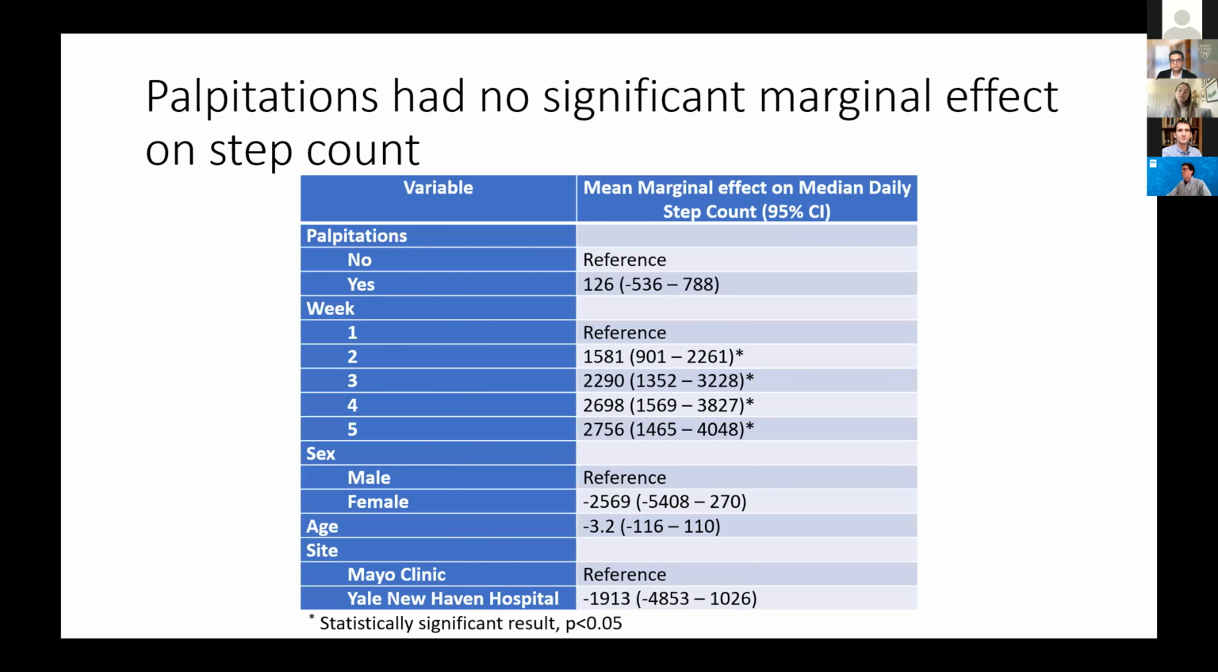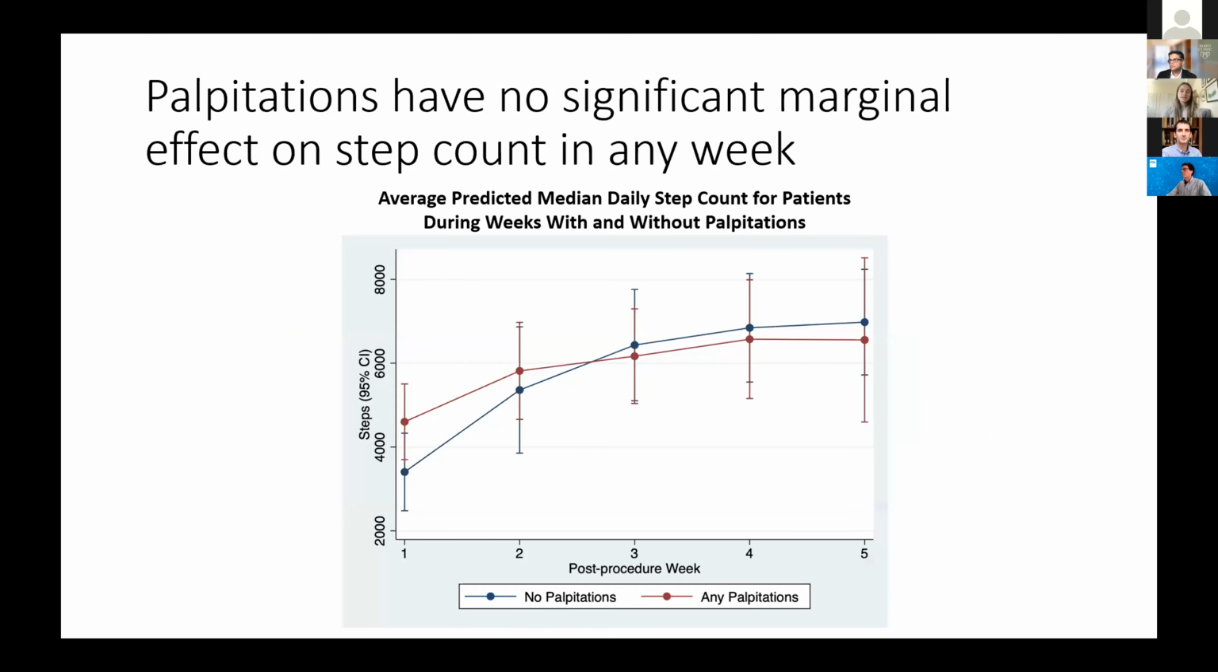Additionally, when we looked week by week, palpitations in that case actually did not have a significant marginal effect on step count. And next slide. And then when we looked at each individual post-procedure week, again, we found no significant effect of palpitations in any of the 5 post-procedural weeks.